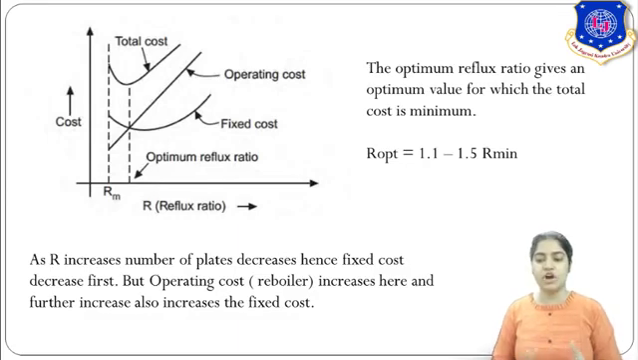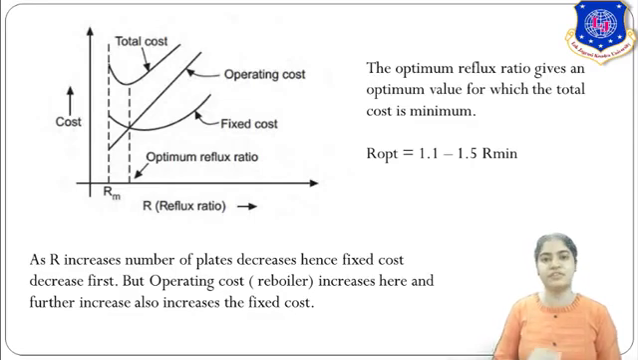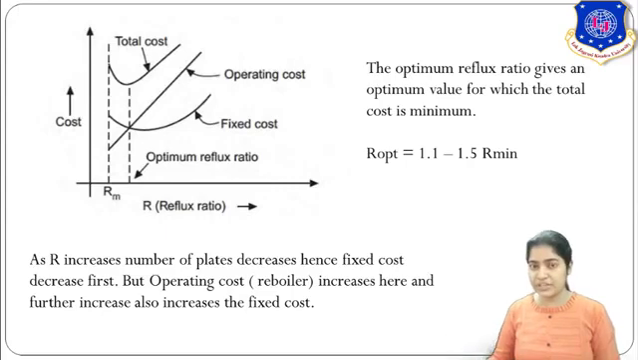Now this is the graph of reflux ratio versus cost. First of all, as you increase the reflux, the number of plates decreases, it means your fixed cost is first decreasing, right? But as the reflux ratio increases, your operating cost also increases, right? We studied that reboiler duty increases. So you can see that operating cost increases linearly. Now further increase in reflux ratio means your fixed cost will also increase, because a large column diameter is required, right? So you can see that fixed cost first decreases then increases.